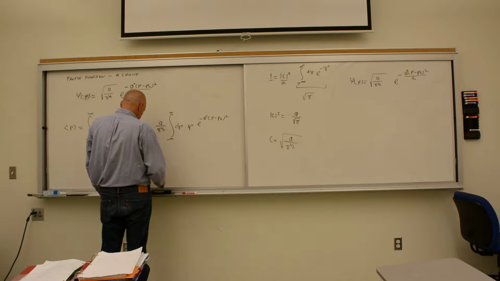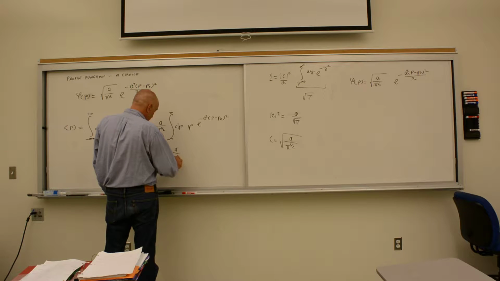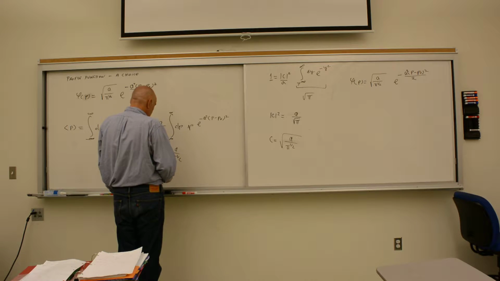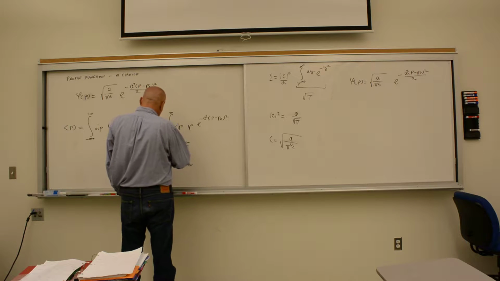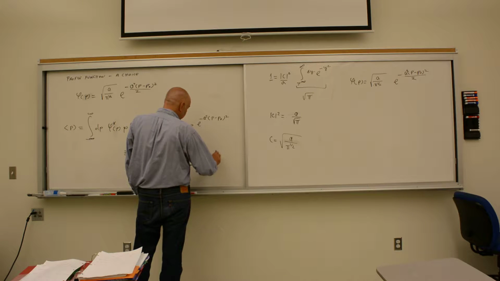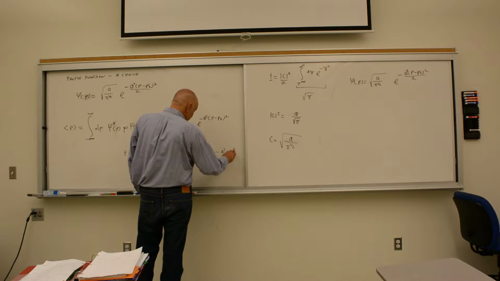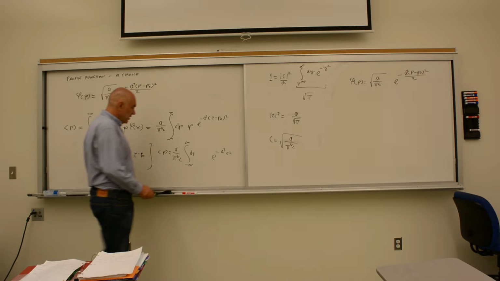So, the average momentum is then k over square root of pi, integral from minus infinity to plus infinity, dp is the same as dz. I have e to the minus a squared z squared, and instead of p, you write z plus p0.